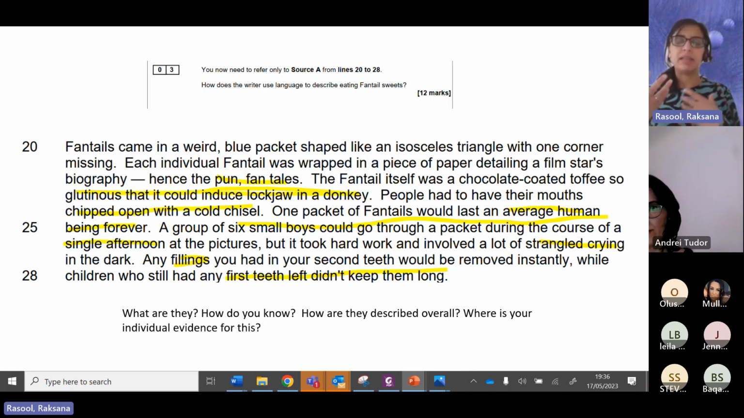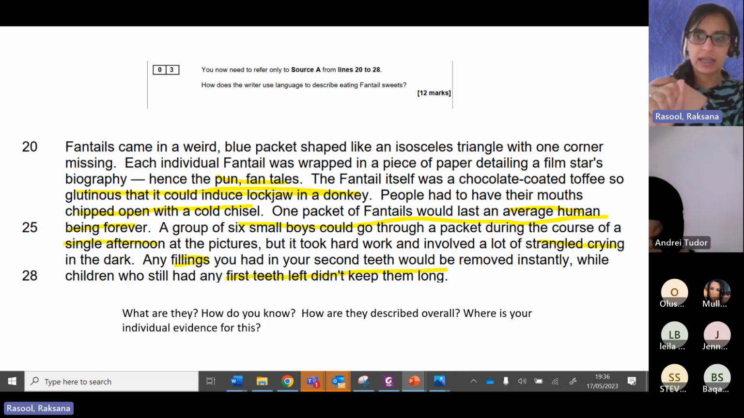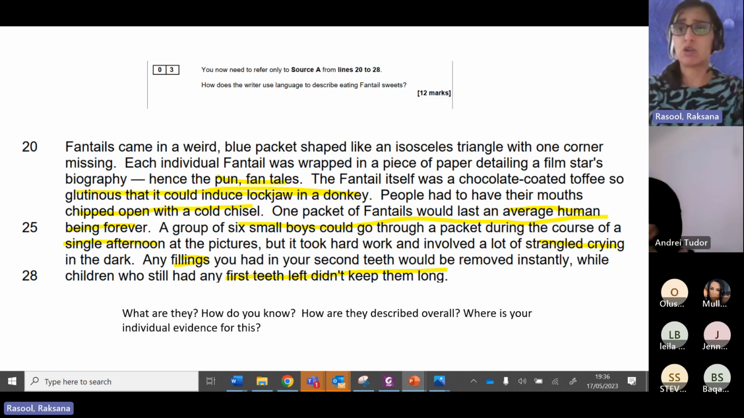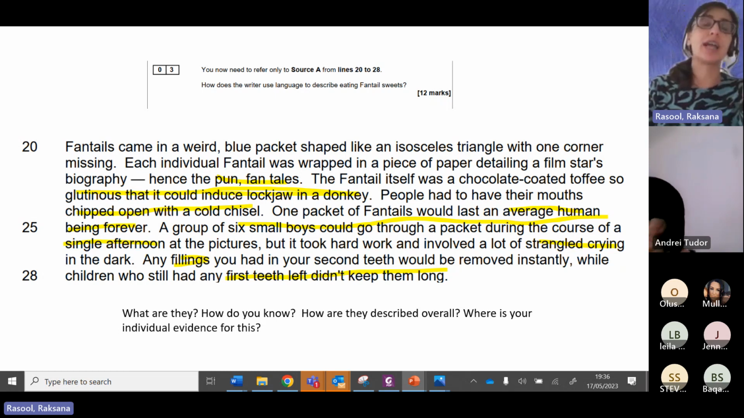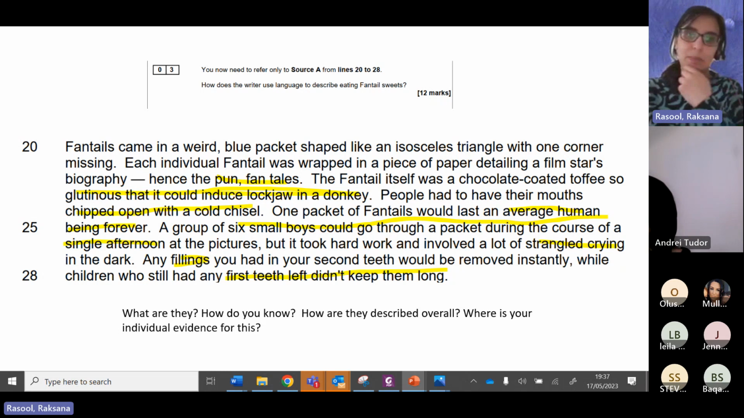Strangled crying means if somebody's strangled crying, you would imagine that they are in pain, that they are hurt, that they are upset. And actually, the irony, the contrast, is that this strangled crying is happening from doing something that they really enjoy doing, which is eating fantails. So it's like the pain is part of the pleasure for young people. And fillings and first teeth didn't keep them long.